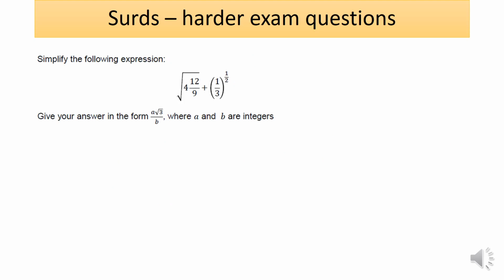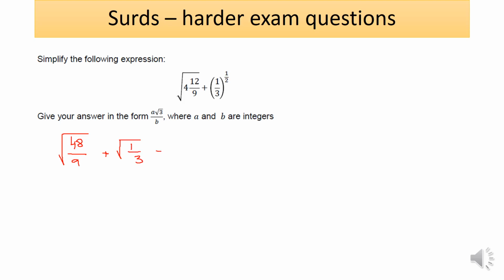In my final question, again, I've got some fractions involved and some mixed numbers as well. Okay, so first I'm going to convert the mixed number into an improper fraction. So 9 times 4 plus 12, this is 48 over 9, that's square root. We add a third to the power of a half. Remember, a power of a half is the same as a square root. So it's a square root of a third.